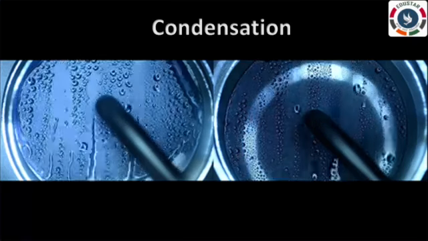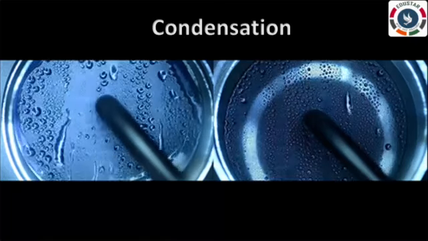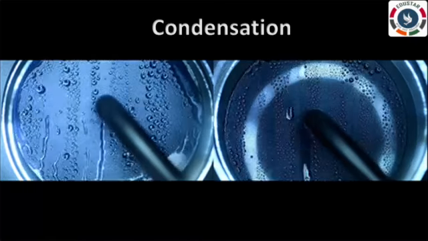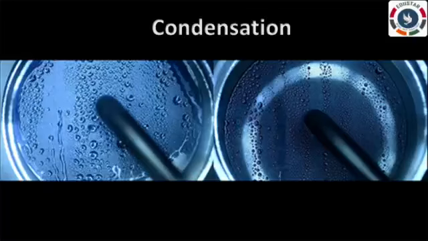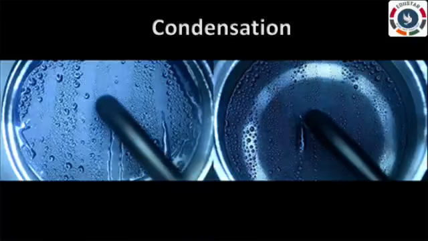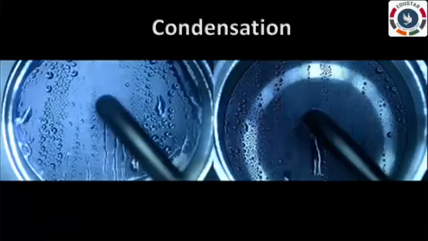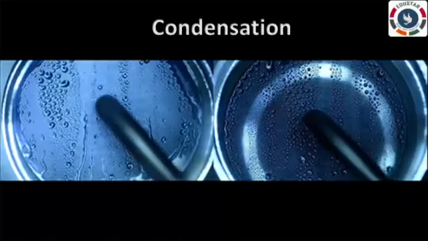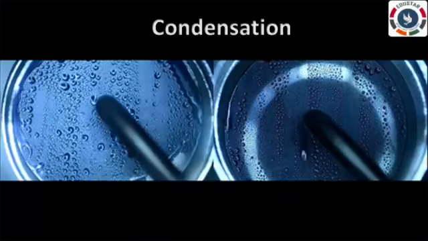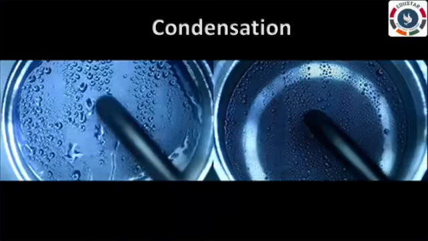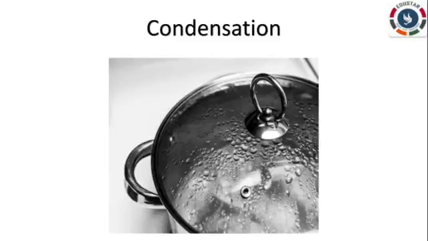Next one, condensation. What is condensation? When we boil water in a container covered with a lid, we see tiny droplets of water on the inner side of the lid. Tiny droplets of water are formed due to the change of water vapor into water. The process by which water vapor changes into water on cooling is called condensation.